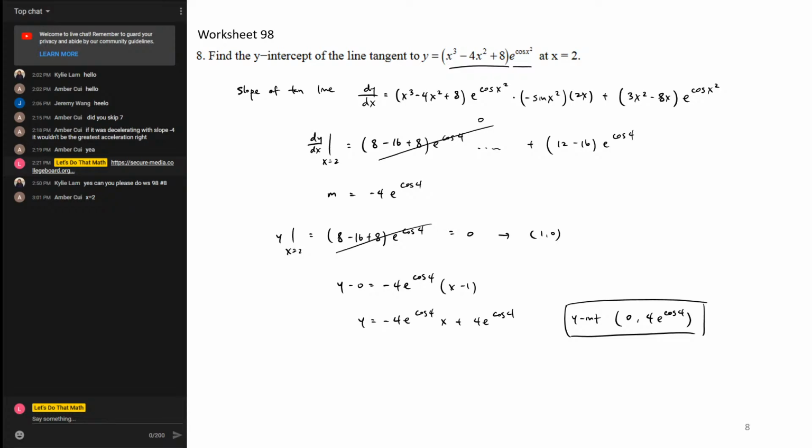Oh, x is equal to 2, yeah. I don't know where I got this 1 from, but yeah, it's 2. Thank you. So this should be a 2 here, and this should be an 8. Yeah, that's weird. Thank you. 8e to the cosine of 4 is going to be 4.161 as a decimal.